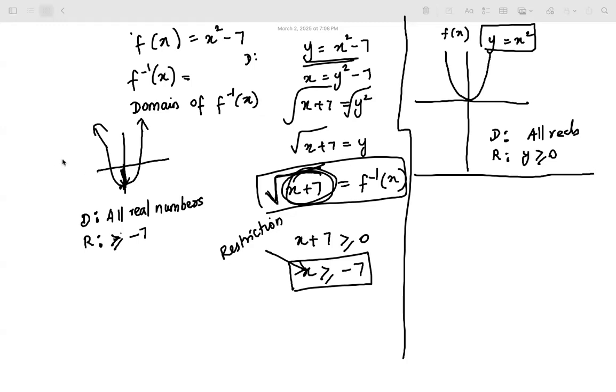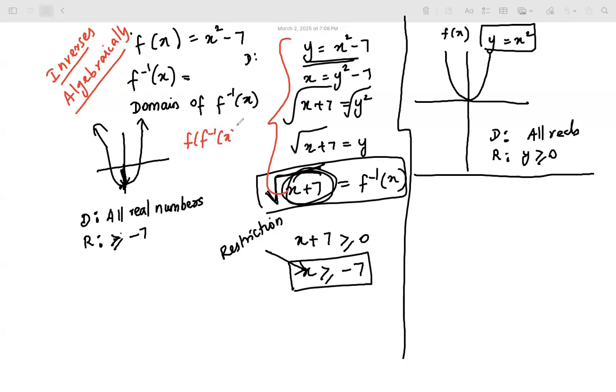One thing is, for any inverse function, these are the algebraic steps. When you want to find inverses algebraically, change y to x and x to y, and then solve for y. You also have to make sure that f of f inverse of x is always x if there is an inverse. This is all algebraic.